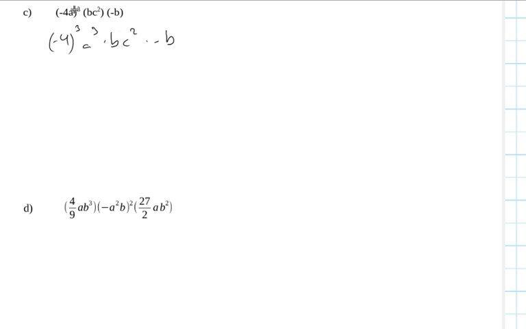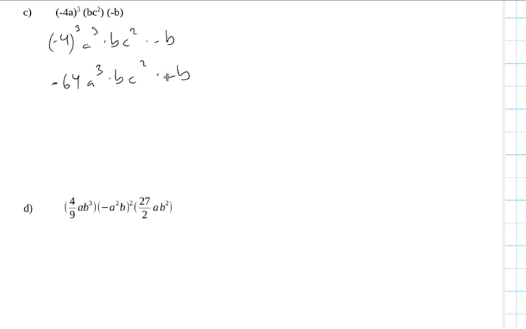Alright, let's see. -4 quantity cubed, that's a negative repeated 3 times, so it's going to still be negative. And we're taking this, raising it to the third power, so 4 cubed is 64. A cubed. The b, well, actually, let me just write this out like this first. Don't want to do too many steps at once.